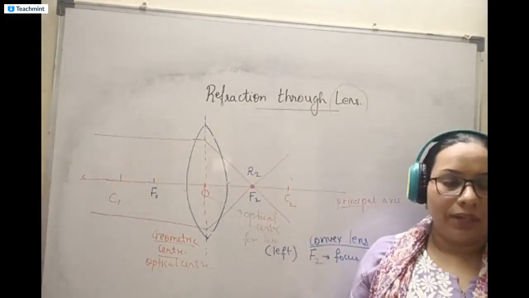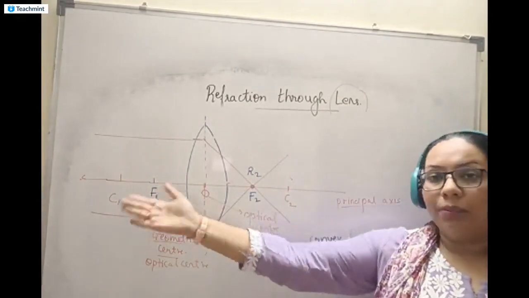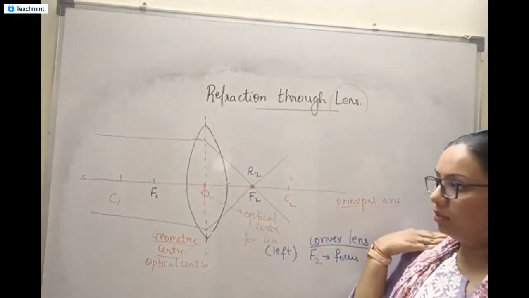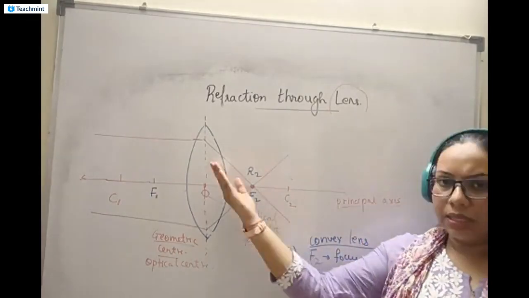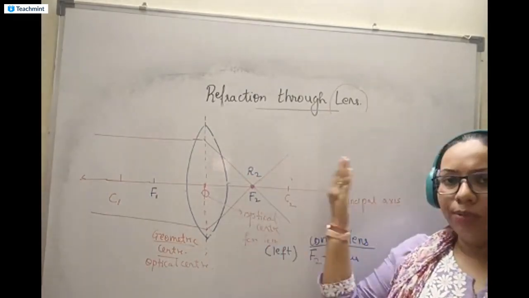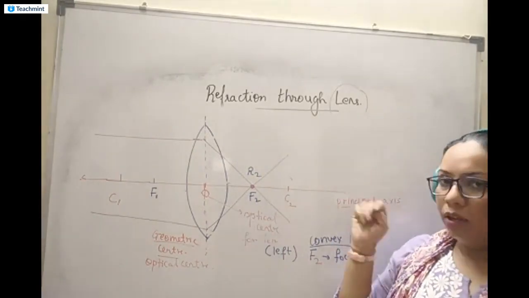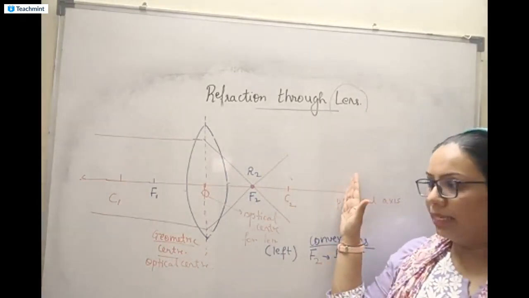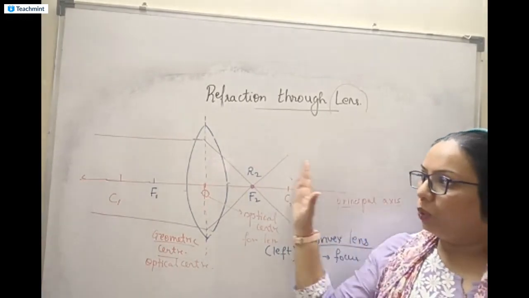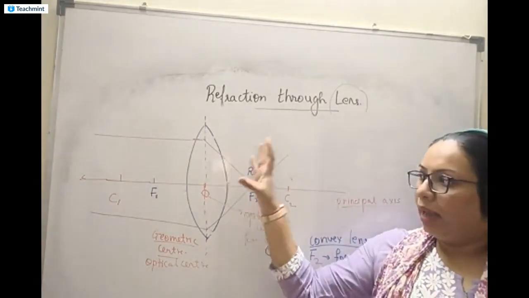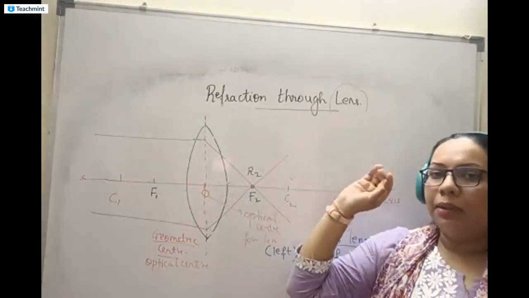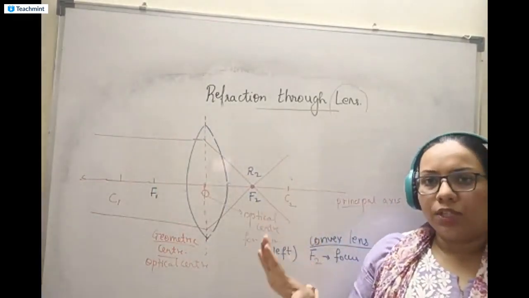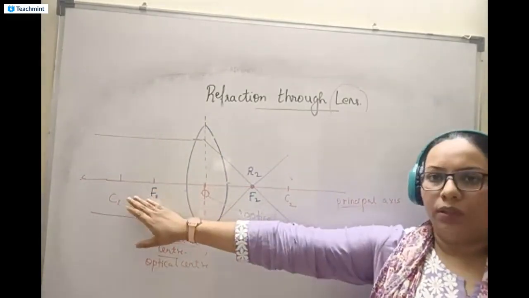Now, many of you may have a doubt: why are we always drawing from the left side? Is it not that objects can be placed here and light coming from this side? Absolutely right. If you're making your objects on the right side of the lens, then the rays are going to come to this end and then meet on that side. So it depends on where you're placing your object. Just for convention, we are keeping it on the left side.